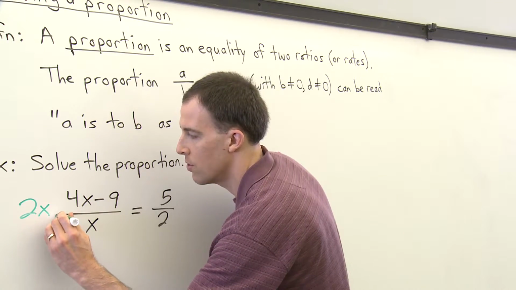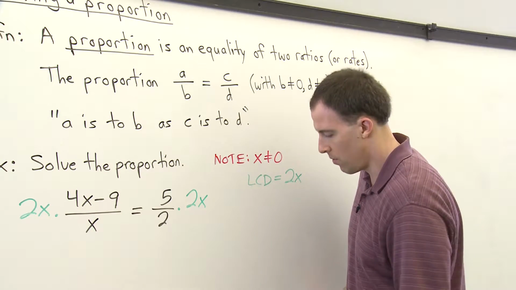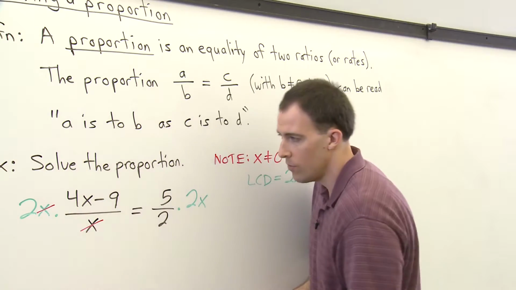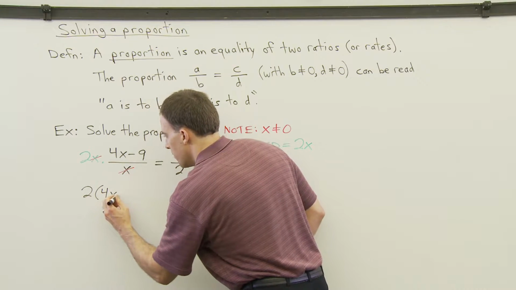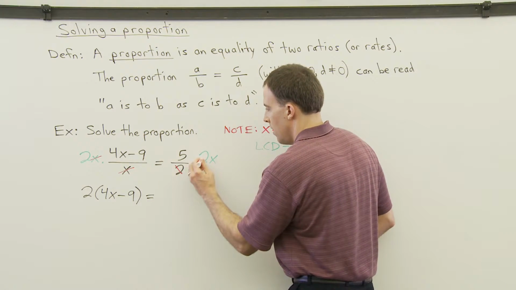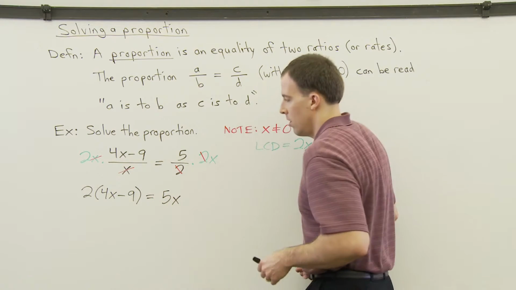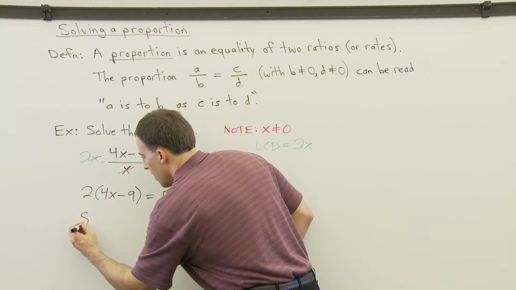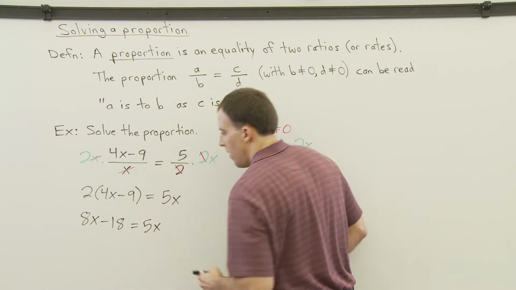This will clear the fractions. I'm just showing that I'm multiplying both sides by 2x, just as we would do with any rational equation. On the left side then, the x cancels itself out, and we get 2 times 4x minus 9. On the right side, the 2's cancel each other out, and that gives us 5 times x, or 5x. So to finish solving the equation here, we've got to distribute the 2 through the parentheses on the left side. That'll be 8x minus 18 is equal to 5x.